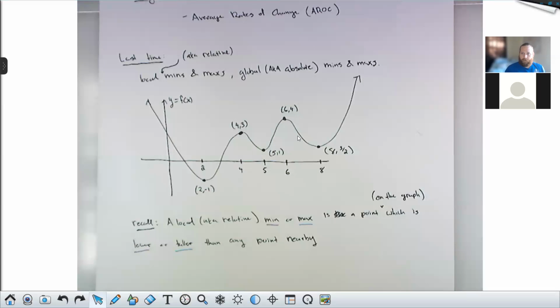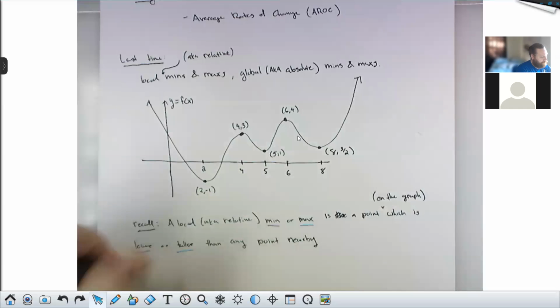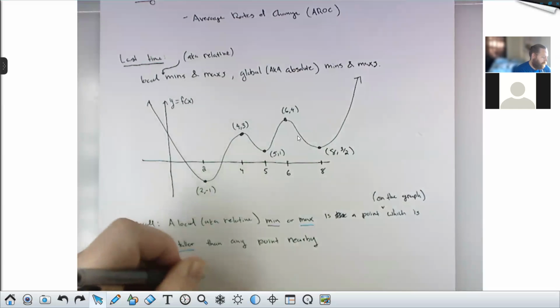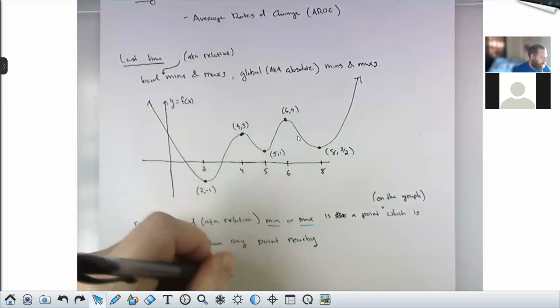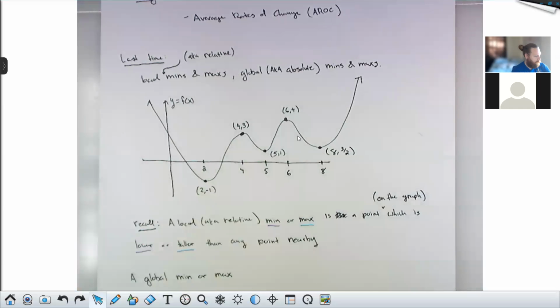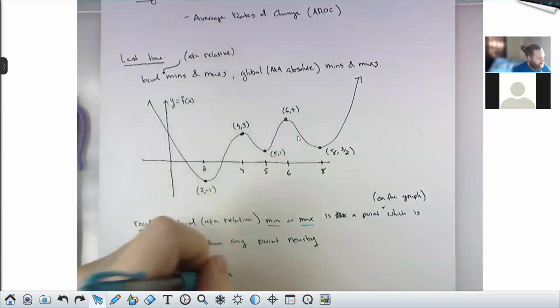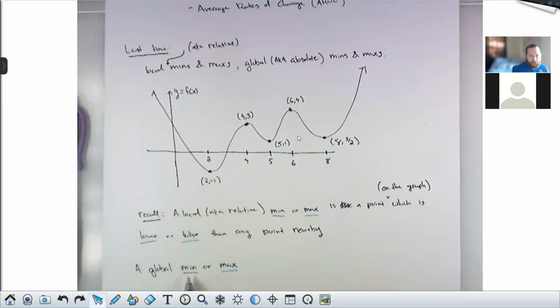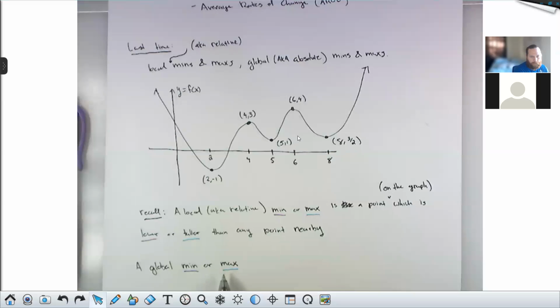Global, aka absolute mins or maxes, are actually kind of easier to understand. A global min, global max, is just the lowest point on the graph anywhere, or the tallest point on the graph anywhere.